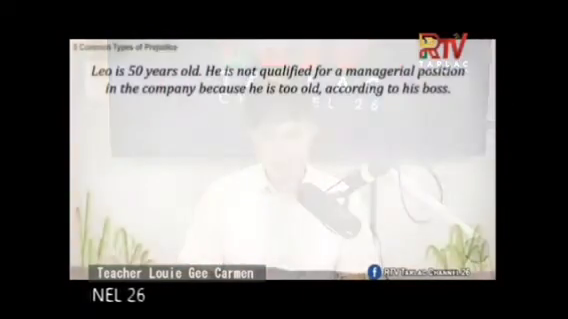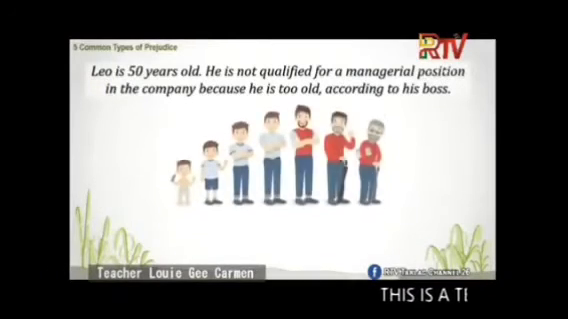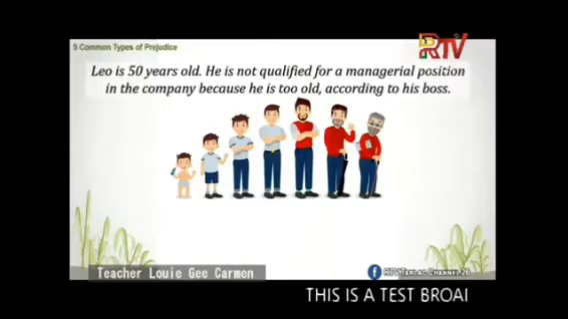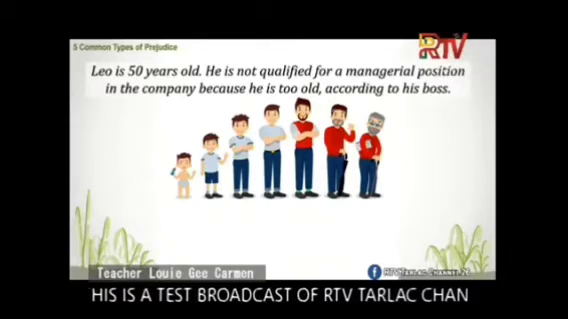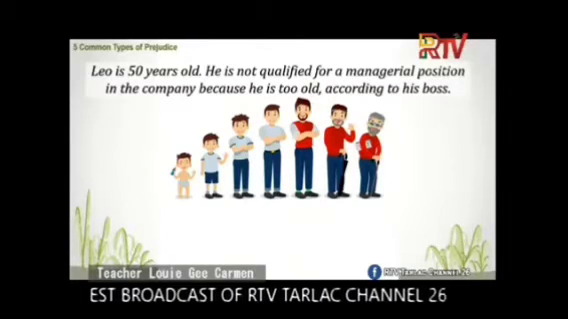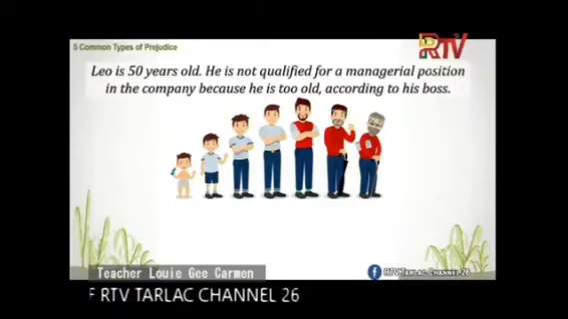Let's take a look at the fourth example. Leo is 50 years old. He is not qualified for a managerial position in the company because he is too old. That's according to his boss. What do you notice? This sentence shows prejudice because of Leo's age and he is already old. So, can you guess what type of prejudice does this sentence illustrate?